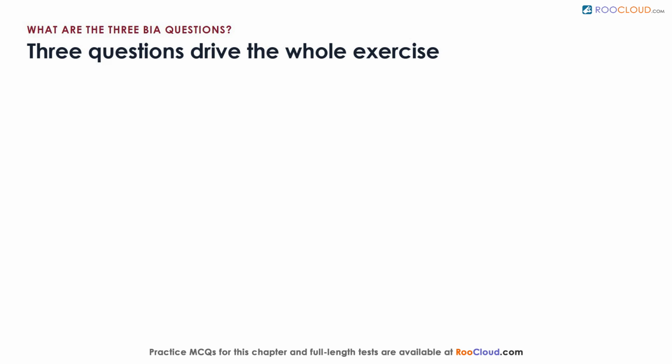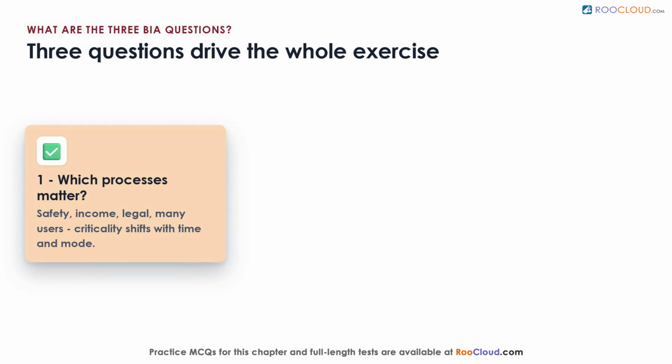What three questions drive the whole exercise? The first asks about your business processes. Which ones really matter, and how critical is each? Some signals make a process critical. It supports health and safety, its disruption causes lost income or unacceptable cost. It is needed to meet a legal requirement, or it affects many users or business segments.